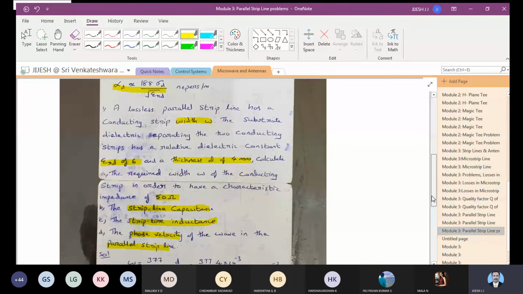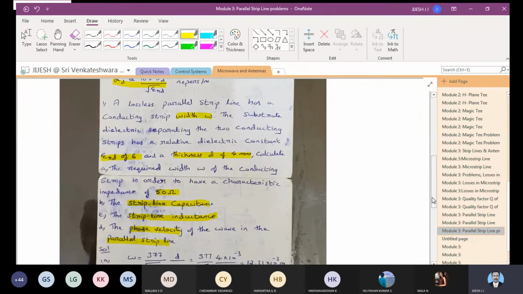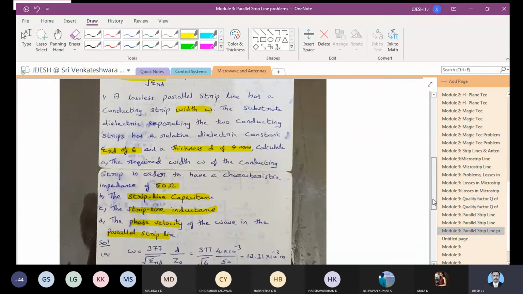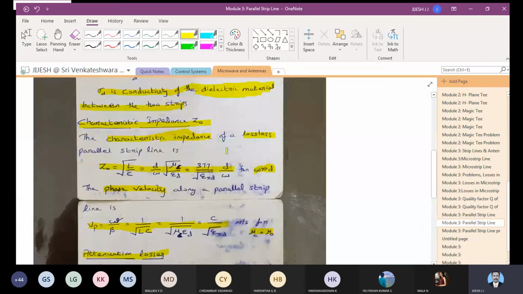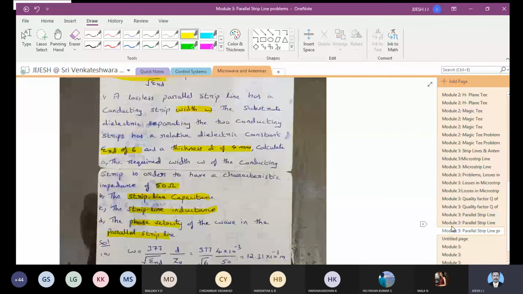So you need to first calculate W. To find W, you have to use the equation. I will go back to the equation and show you where it is available. It's available here: Z0 is equal to 377 root of epsilon RD d by W. So W can be written as 377 root of epsilon RD d by Z0. That is the equation we have to use here, and find out the value of W.